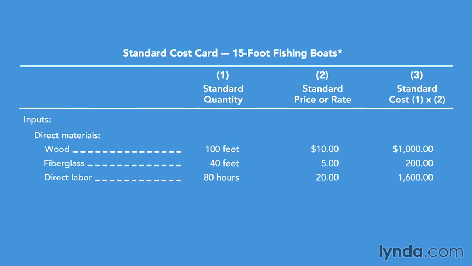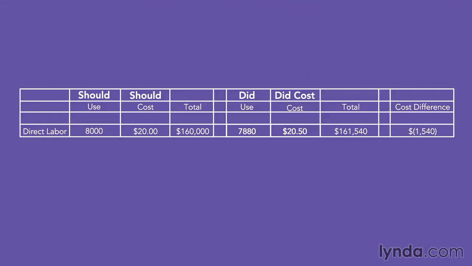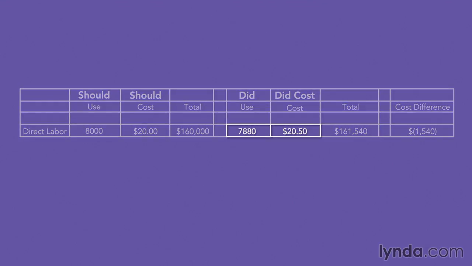Recall that the standard costs for the boat are as follows. For our boat, the standard cost indicates that the standard direct labor rate per boat is 80 hours at $20 per hour. Actual labor used during the year to make 100 boats was 7,880 hours at an average rate of $20.50 per hour. It looks like we paid more for direct labor than we had planned. We can break this overall unfavorable variance down into its two parts, rate and efficiency.